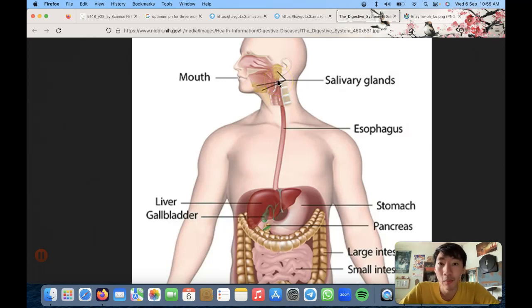Okay, and where does the saliva come from? The saliva comes from our salivary glands. These are small little glands that are at the back of our, near to the ear area, right? So these are where the saliva is being produced from, okay? And inside the saliva there are enzymes.